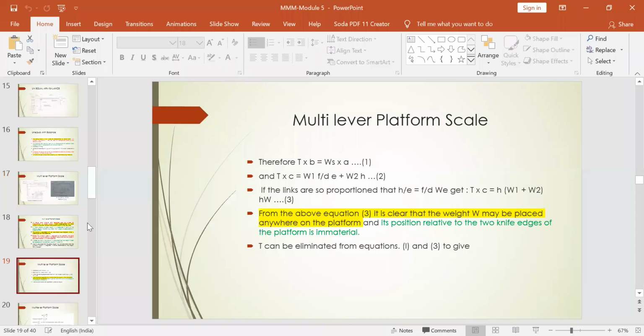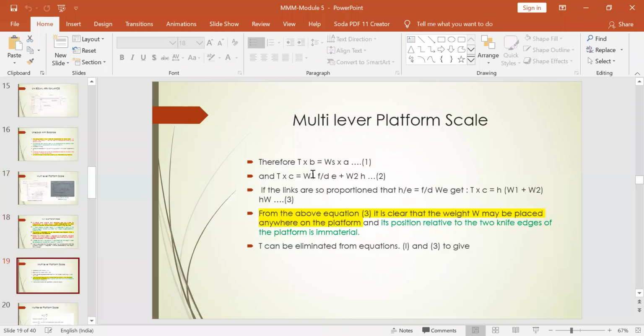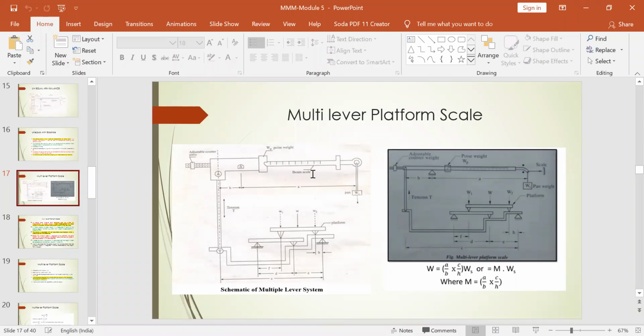So now it is T into C, for the second platform where you are assigning the unknown weights W1 and W2. So the entire tension into the constraint distance is what we are using. This is the tension associated with C because we are fixing the constraint over here to calculate the bending moment at equilibrium. So T into C will be equal to W1 into F.